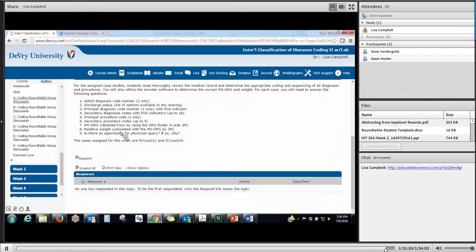Questions number 7 and 8 ask you, what is the DRG? What is the relative weight? So if you follow the instructions that I've listed in this tutorial here, after you go through the record and do your coding, this tutorial that I've recorded for you will help you get your MSDRG for your second case. But this recording that you'll see here is what I used to show you how to do the first case.